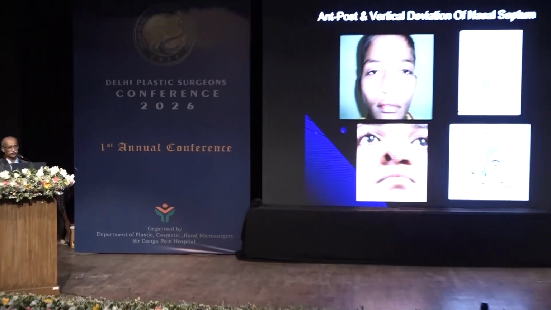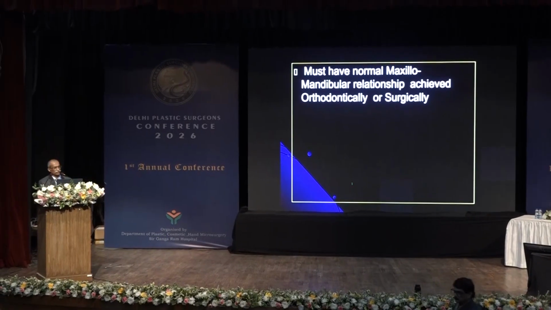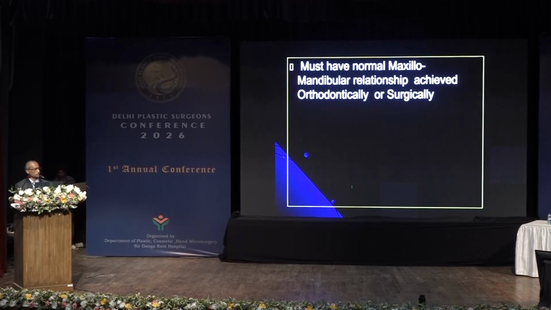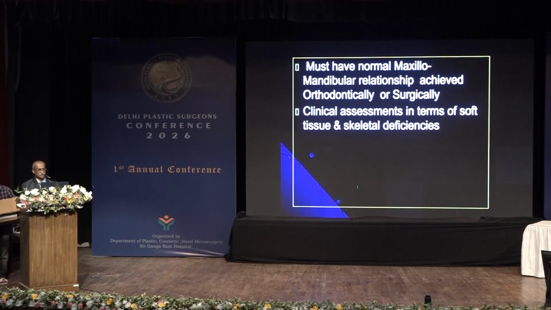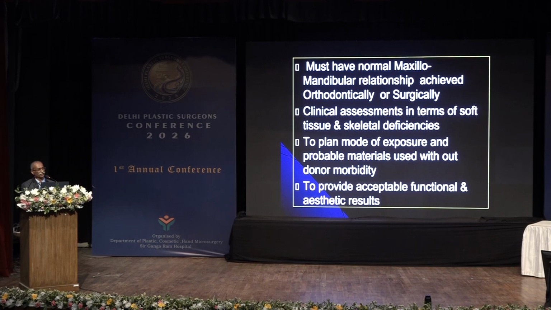The cleft nose deformity is classically present with this deformity. It is also associated with the septal deformity, the anteroposterior and vertical deviation of the septum. It is very important to go ahead with the rhinoplasty only after achieving the normal maxillomandibular relationship, either orthodontically or surgically. It's very important to do a clinical assessment of soft tissue and skeletal deficiency, and to plan the mode of exposure and probable materials used without any donor site morbidity, with the aim of providing acceptable functional and aesthetic results.